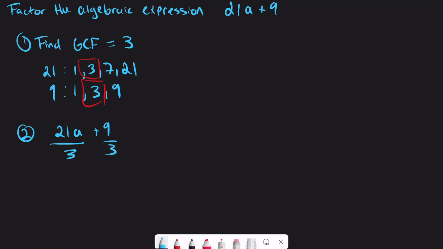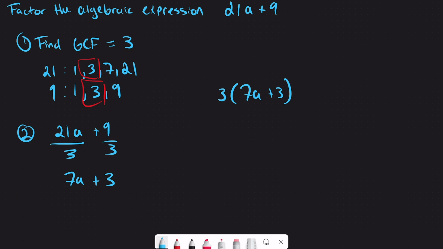So we have 21a divided by 3, which is going to equal 7a. And then plus 9 divided by 3, which is 3. And we have our new expression after dividing by 3. This new expression is going to be what's inside the parentheses. So we're going to have parentheses here and have 7a plus 3. And what will go on the outside is the greatest common factor itself.